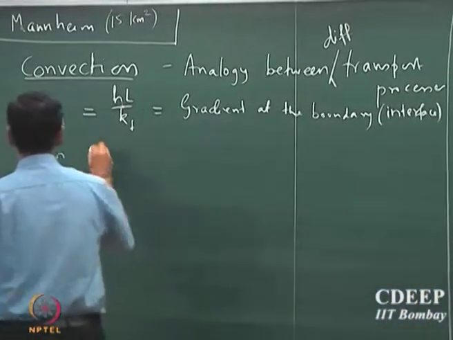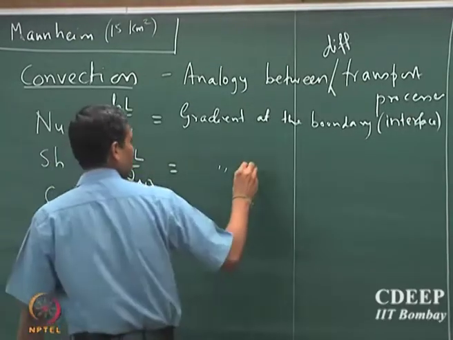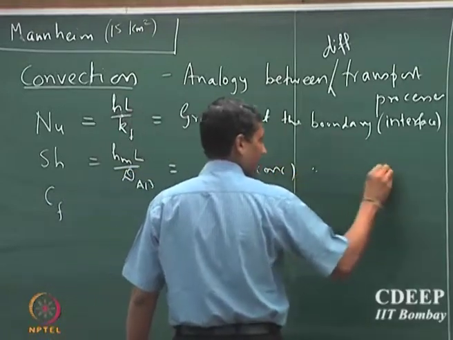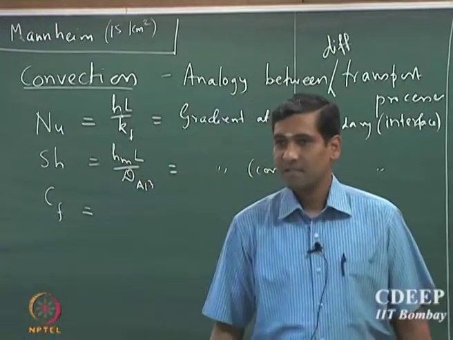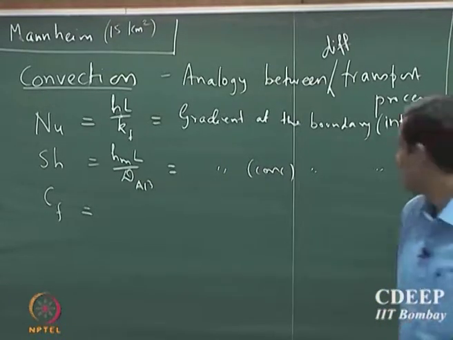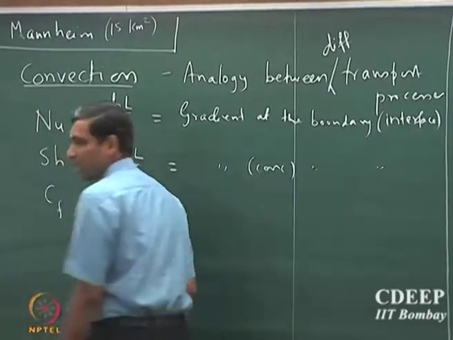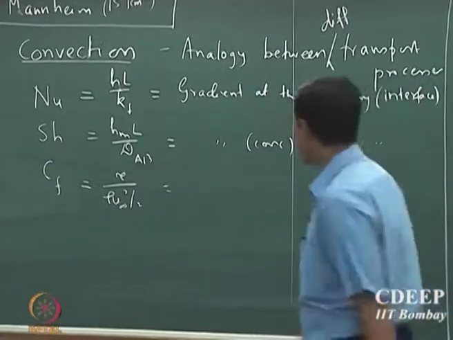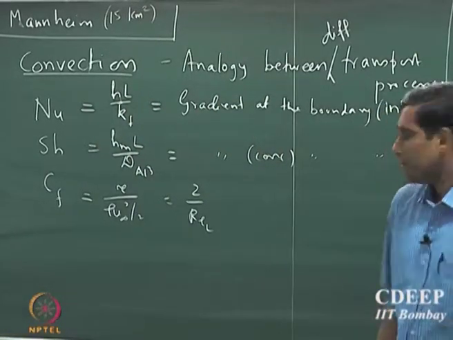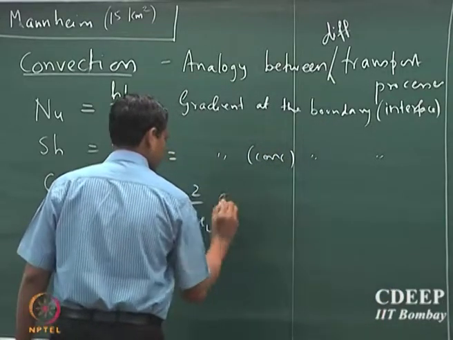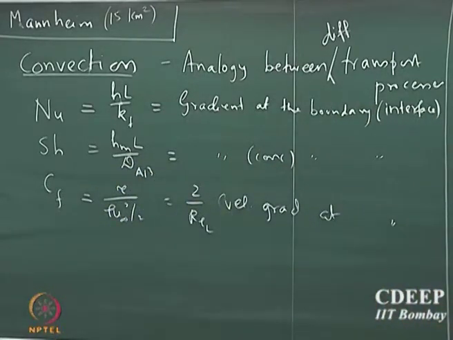Okay, and similarly we could write, and that's the concentration gradient at the interface. What about Cf? Tau by rho u square by 2, and that will be 2 by Reynolds number multiplied by the velocity gradient at the interface. Okay.